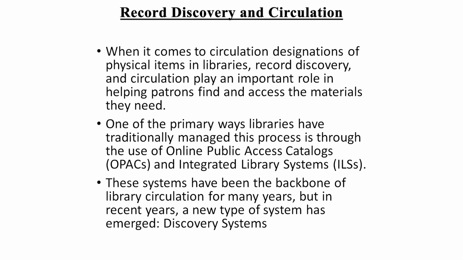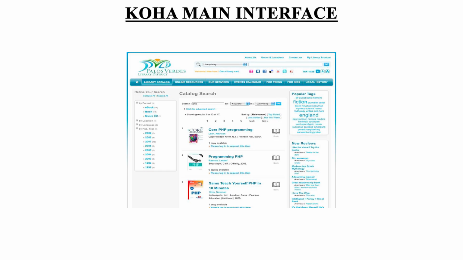These systems have been the backbone of library circulation for many years, but in recent years a new type of system has emerged, the discovery systems. The discovery system is very important for the circulation counters. This is a type of OPAC, including ebooks, created around 15 years ago and is one of the first OPACs to include the digital form. It is licensed under the CC license.